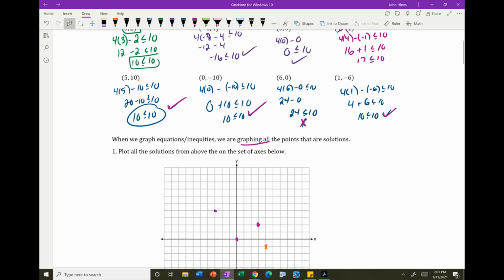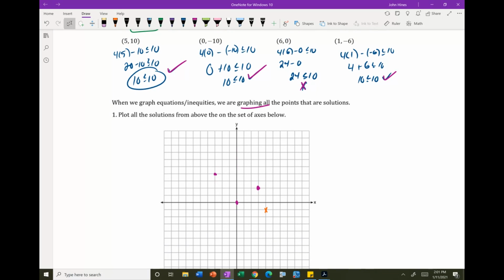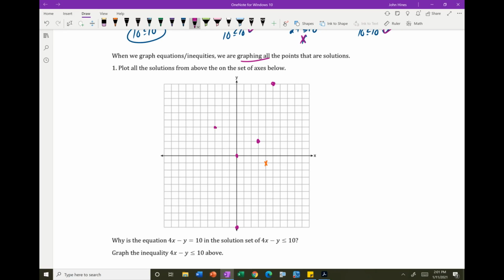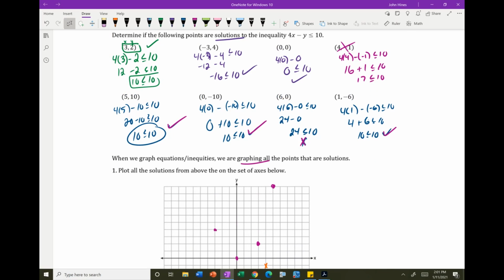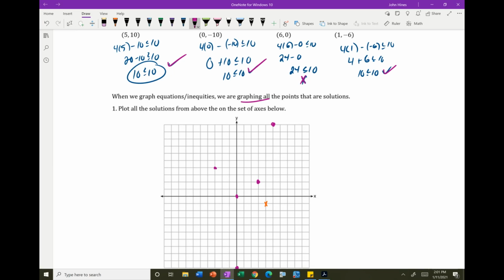Back to the pink color, this magenta-y violet color. 5, 10 over 5. 1, 2, 3, 4, 5 up 10. 0, negative 10, good. What else do we got? 6, 0, no good. 1, 2, 3, 4, 5, 6, 0, no good. 1, negative 6. 1, negative 6 was good. 1, 2, 3, 4, 5, 6. So those are some of the points.